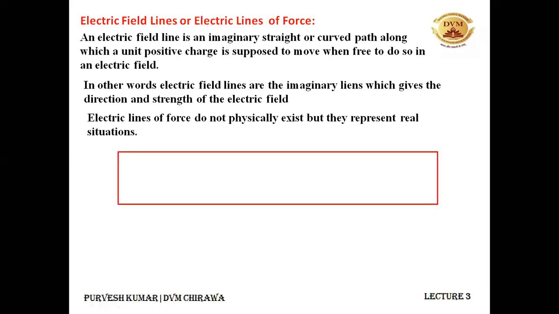So you can see, it can be a straight line or it can be a curved path depending on the configuration of charge. These are the electric lines of force, also known as the electric field lines. If a charge is placed over here, it will be moving along this path, and if a charge is placed over here, it will be moving along this path. So these are the electric field lines. Those which are marked in red are the electric field lines.